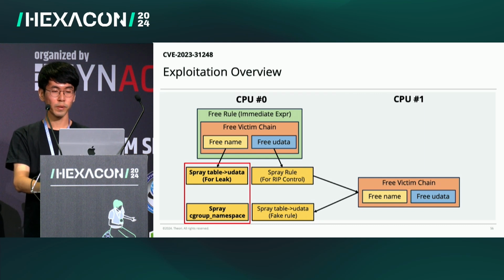First, the information leak. We leak the kernel text address to bypass kernel ASLR and the heap address to store fake ops. We spray the NFT table's udata on the freed chain's name and free the table's udata with double free. Then, spray the target object with the information we want to leak and read the table's udata to leak the information.